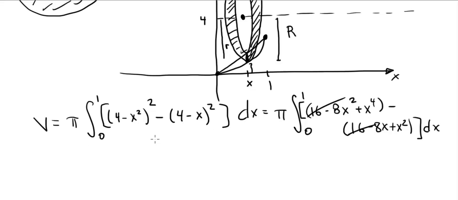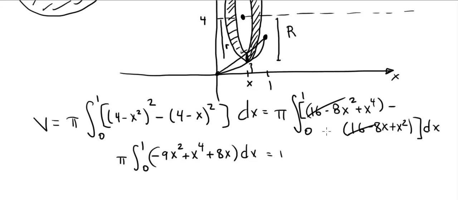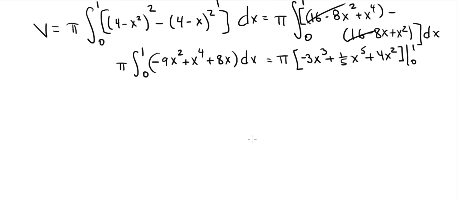16 minus 16 is canceled, and we're left with pi times the integral from 0 to 1. Negative 8x squared minus x squared is negative 9x squared plus x to the 4th, and then minus a minus 8x would be plus 8x. This is a very easy integral. It's equal to pi times negative 3x to the 3rd plus 1/5 x to the 5th plus 4x squared evaluated from 0 to 1. Now as you can see, plugging in 0 will give us 0 because everything has an x in it. So it's just plugging in 1.